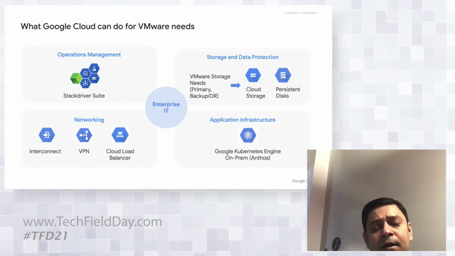On the networking side, there are services like Cloud Interconnect, Partner Interconnect, Dedicated Interconnect, Cloud VPN, and Cloud Load Balancer. We already discussed Dedicated Interconnect and Cloud VPN as primary mechanisms using which customers can connect their GVE private clouds to their on-prem environments. And then finally, on the application infrastructure side, customers can deploy GKE on-prem, Anthos on VMware, and they can do it today on their on-prem VMware environment.